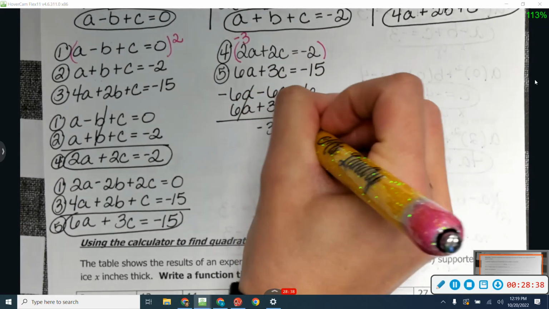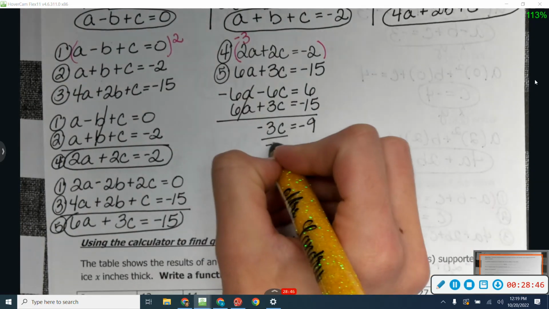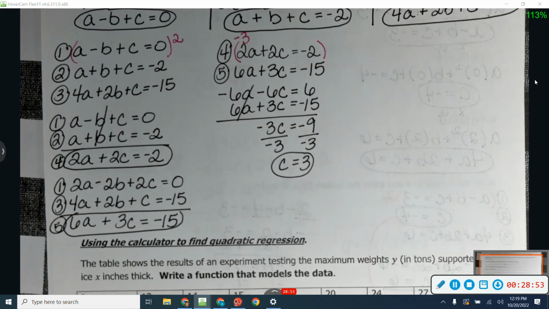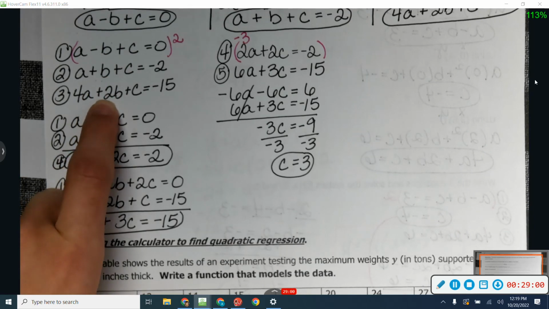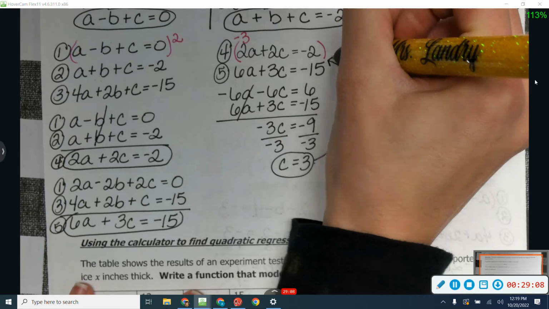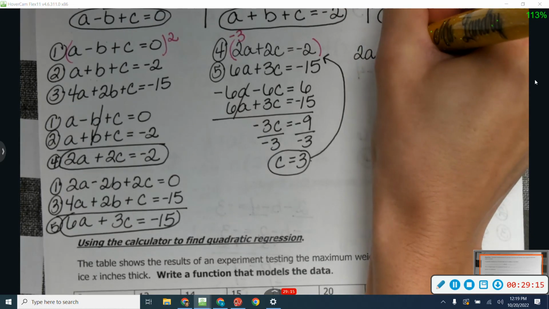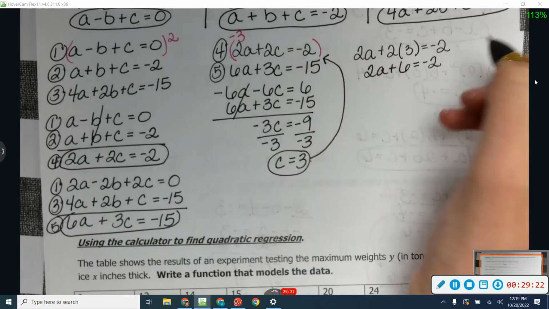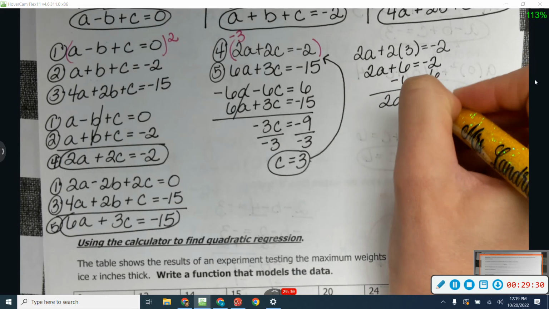So -3c is equal to -9. Divide by -3, and c is equal to +3. Now, if I were to take that and plug it into one of the originals, would I be able to solve anything? No. So I have to work backwards. I came all the way to this point, so now I'm going to work backwards. Okay, I'm going to plug it into either 4 or 5. I'm going to plug it into 4. I've got 2a plus 2 times 3 equals -2. So 2a plus 6 equals -2. Subtract your 6. 2a equals -8.